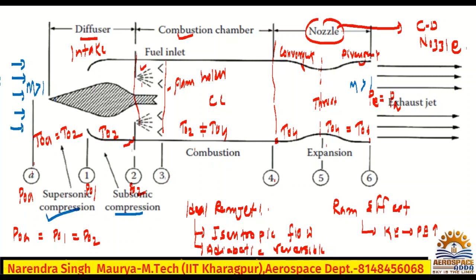So here at station 3, what is the pressure? P03. At station 4, what is the pressure? P04. So P03 is equal to P04. Why? Because it is a loss-free combustion process. So P03 is equal to P04. Hope you all are getting my point.